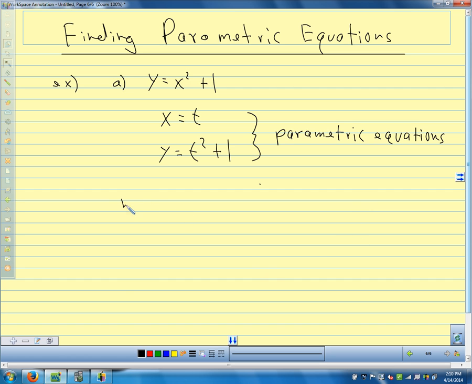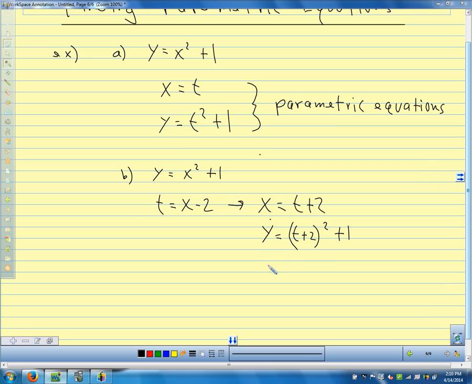If I wanted to parameterize the same curve, y equals x squared plus 1, and I wanted my parameter to be t equals x minus 2, well, this tells me that x equals t plus 2, and y equals, substitute this in for x, t plus 2 squared plus 1. I'm going to write this out: y equals t squared plus 4t plus 4 plus 1. Simplify that: y equals t squared plus 4t plus 5.